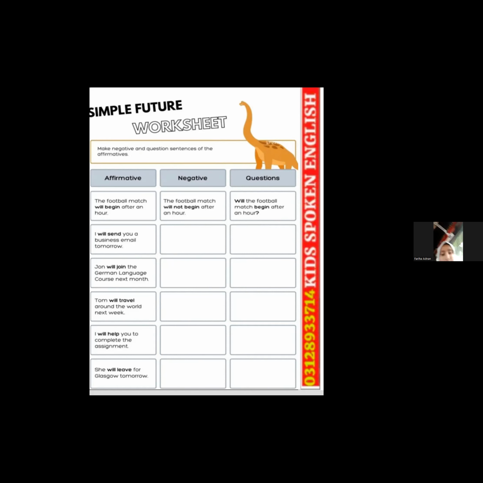Okay, Shariz, make the last one. She will not leave for Glasgow tomorrow. Will she leave for Glasgow tomorrow? Perfect, dear students. You are doing a great job.